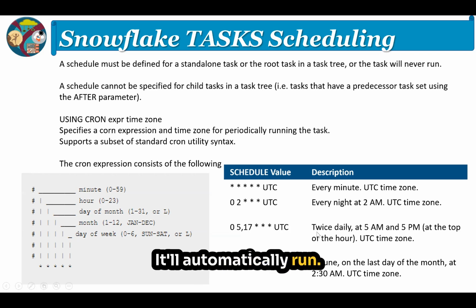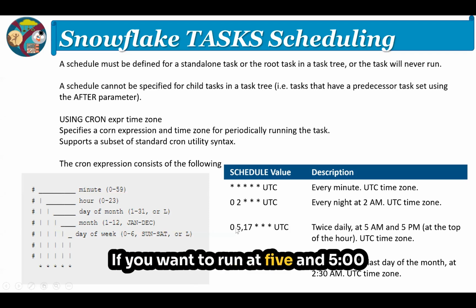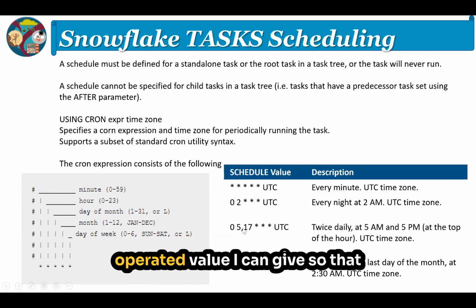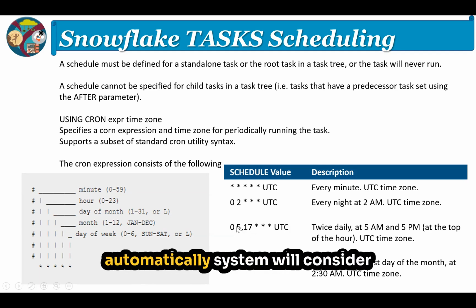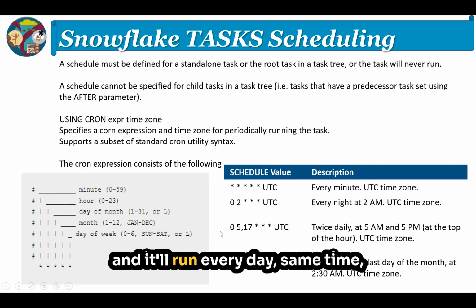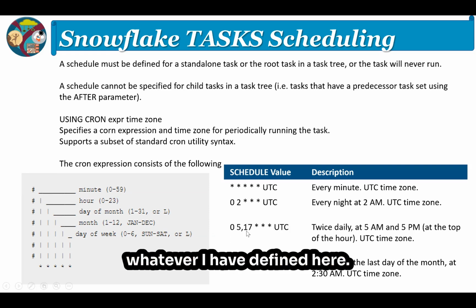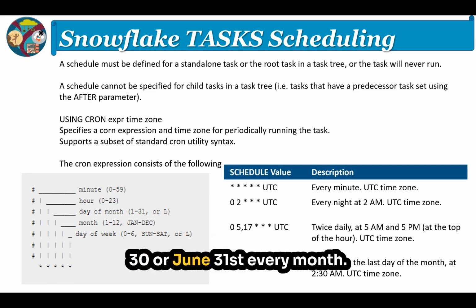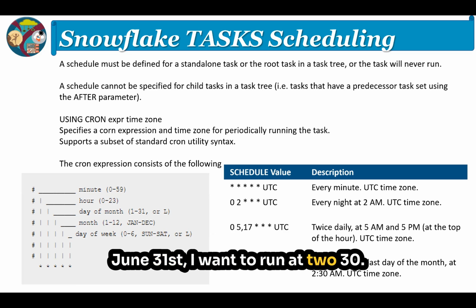It will automatically run. If you want to run twice daily, say at 5 a.m. and 5 p.m., I can give comma-separated values, so the system will consider that and run every day at the same times I have defined here. Now, in June, on the last day of the month at 2:30, I want to execute this particular task, which means June 30 or June 31, every year at 2:30.